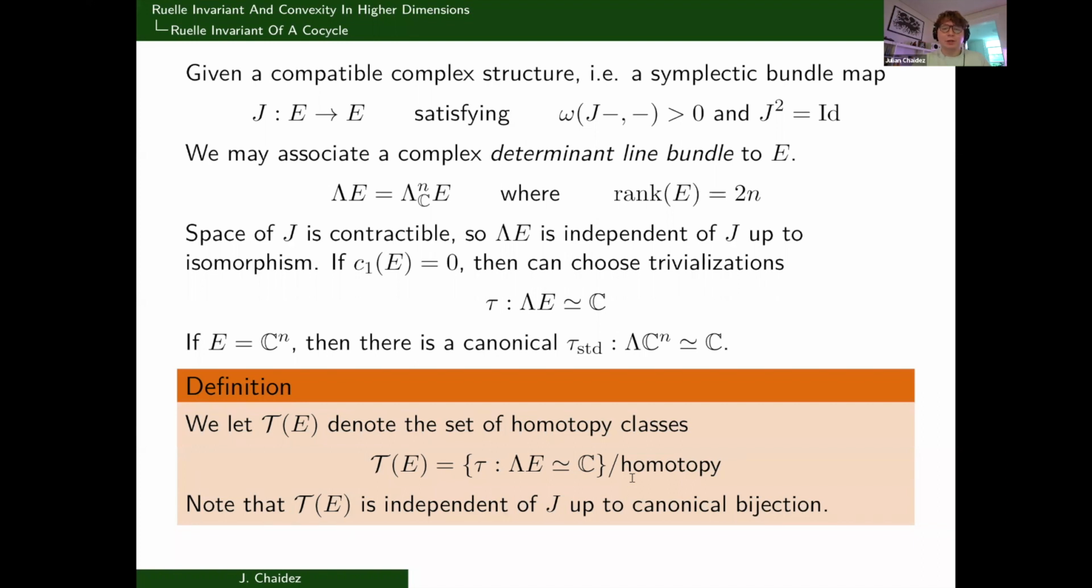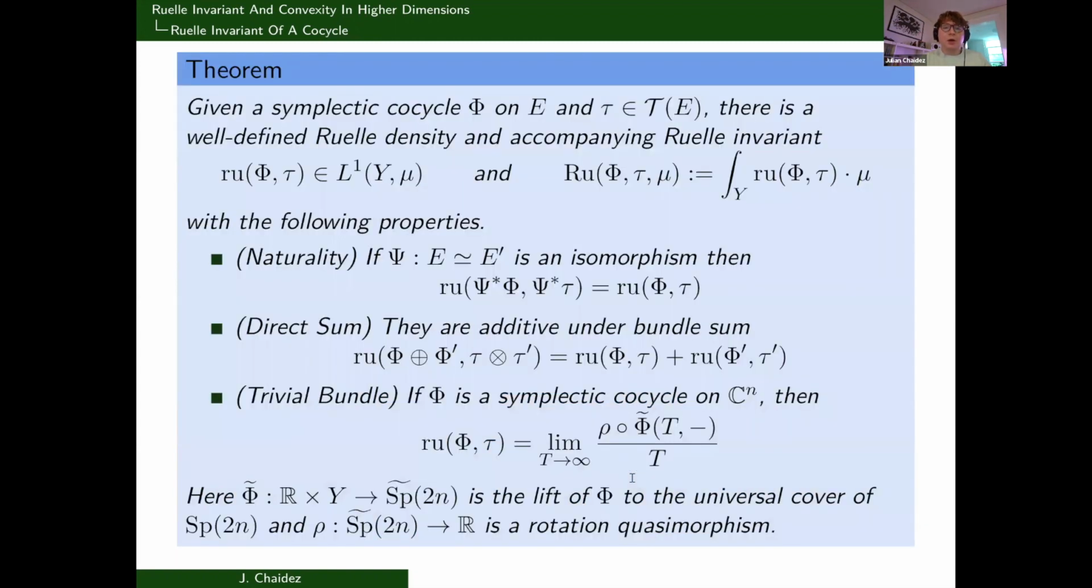Okay, so those are the two things we need. We need this cocycle, we need the trivialization. Okay, and now here's the first main theorem of the talk. Given a symplectic cocycle phi on E, and given a trivialization tau of the type that I described before, there is a well-defined Ruelle density and accompanying Ruelle invariant.